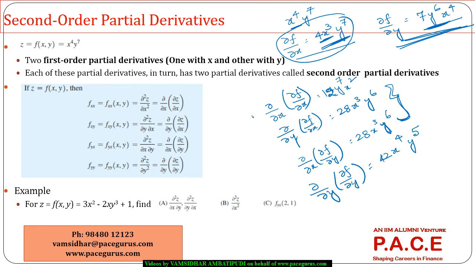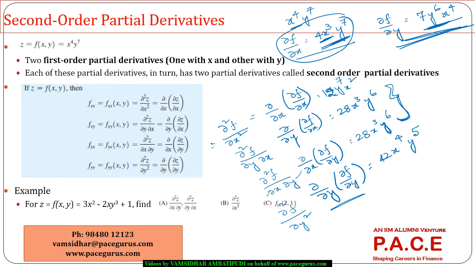Now this is what we typically call ∂²f/∂x². And this one we call ∂²f/∂y∂x. First we are finding the derivative with respect to x and then with respect to y. This is called ∂²f/∂x∂y, first with y and then with x. And this is called ∂²f/∂y². Both times we are finding the derivative with respect to y.